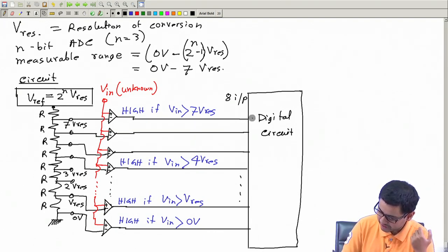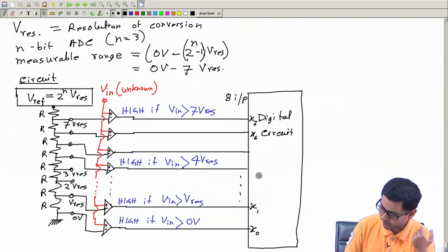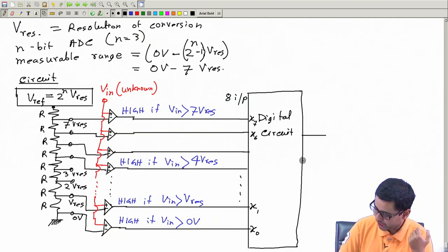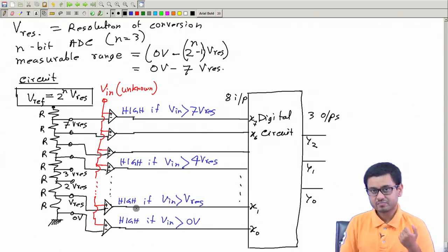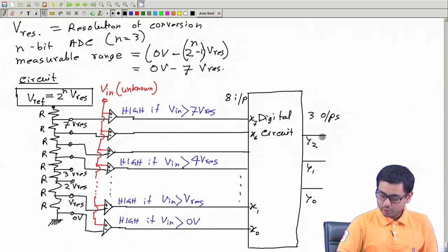You can call these inputs whatever you want, x1, x2, or you may call it this way, x0, x1, this is x7, this is x6, and so on. And it will have 3 outputs. Call these y0, y1, and y2. Okay. Now, you would have to design this digital circuit.